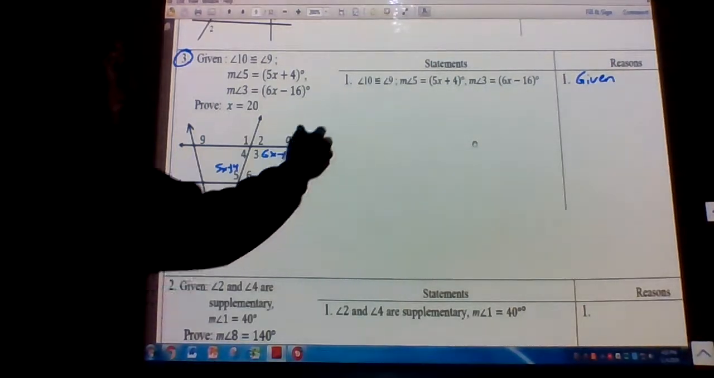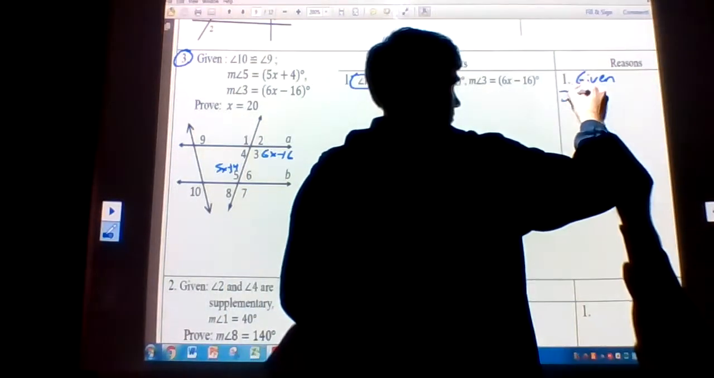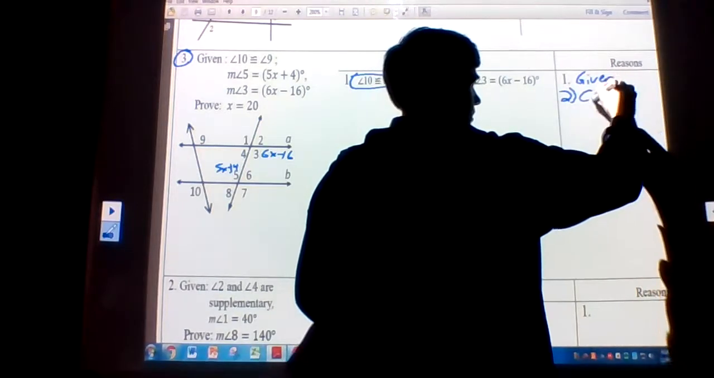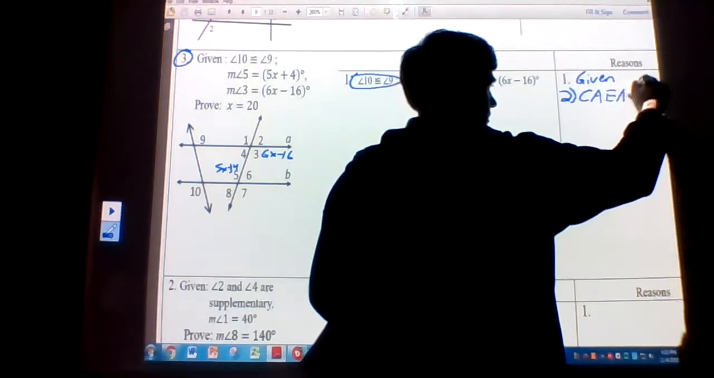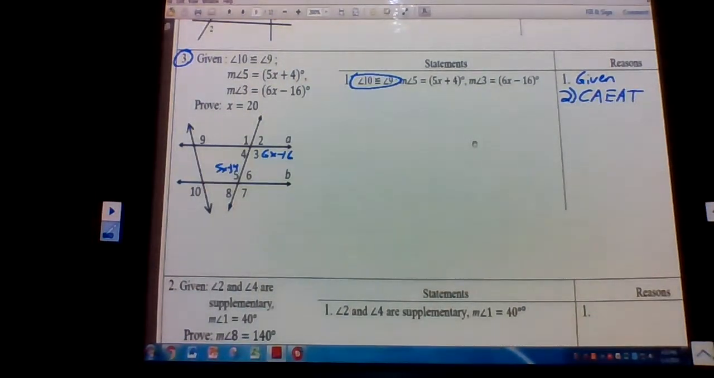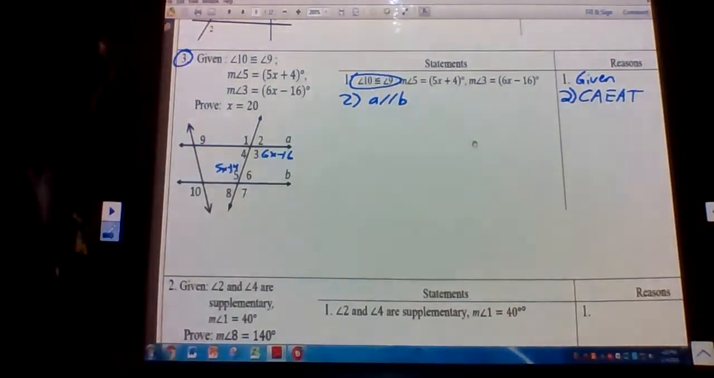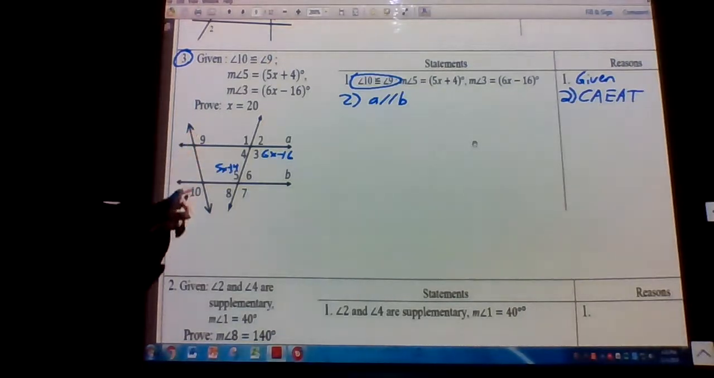Well, let's use the fact that we have angle 10 and angle 9 that are congruent. Those are alternate exterior angles. So by the converse to the alternate exterior angle theorem, that's going to tell us that lines A and B are parallel. Since the alternate exterior angles are congruent, lines A and B are parallel.